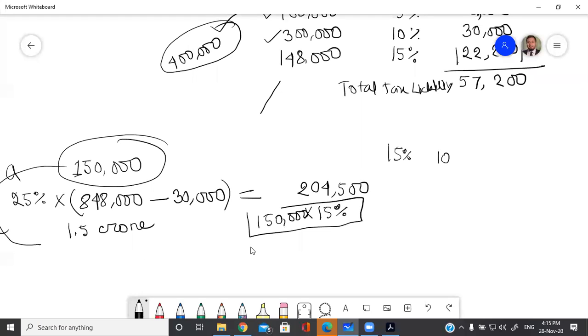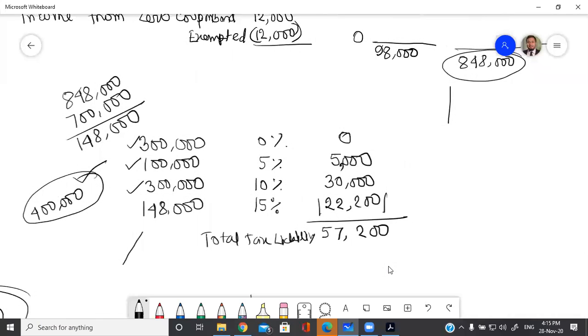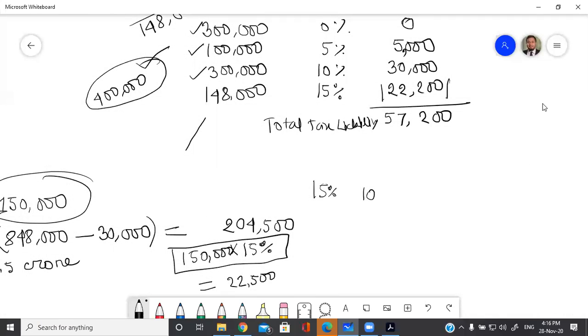Why 150,000? Because we need to pick the lowest amount. Lower amount. So get the calculation. How much? 22,500. What is his total tax liability? 57,200. Now, how much tax liability can he reduce? 22,500.